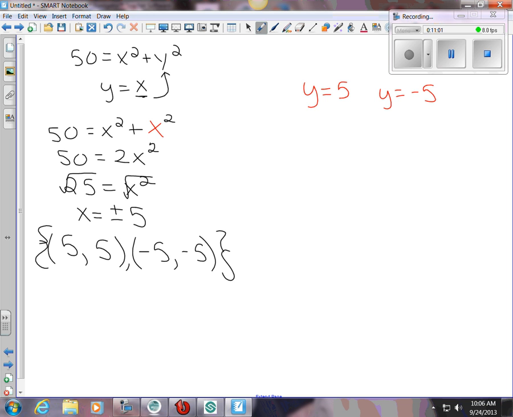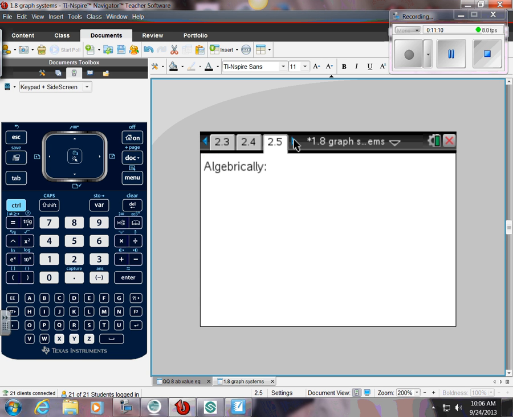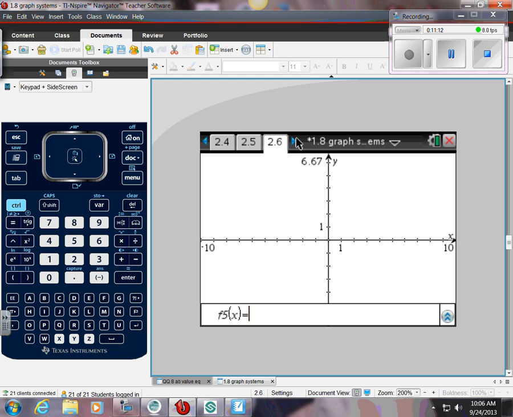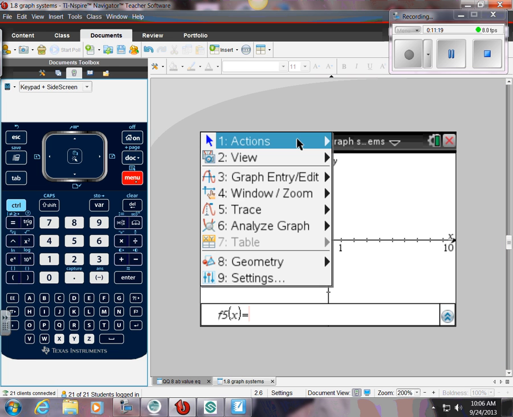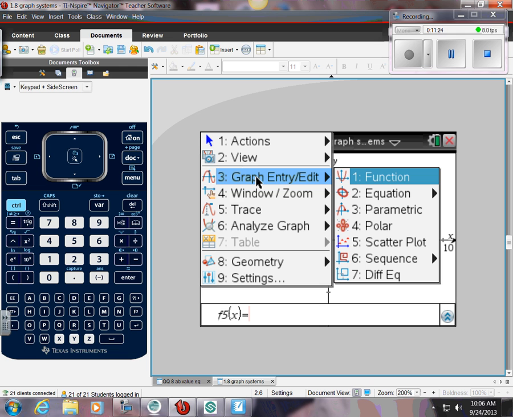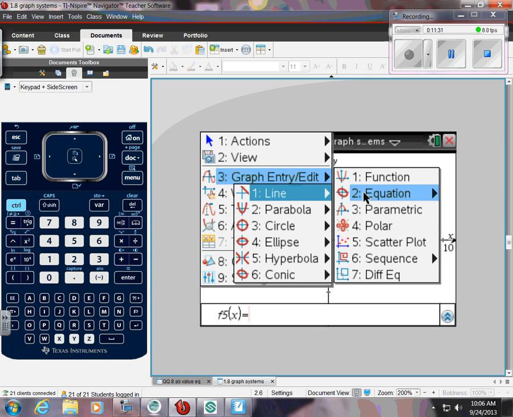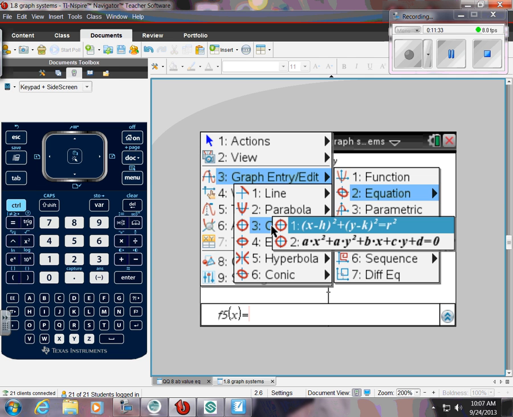Okay, so we're going to check that graphically. In order to graph a circle, it's a little bit different, so please follow along with my steps. Menu, Graph Entry/Edit, and it is an equation. Notice it has a picture of an ellipse there. So an equation, and we're going to choose circle. The top one.